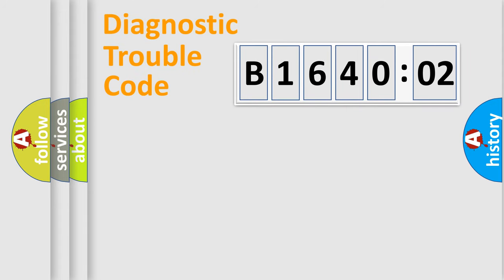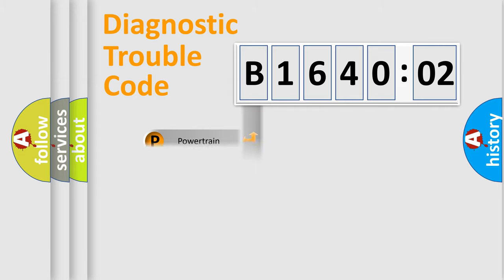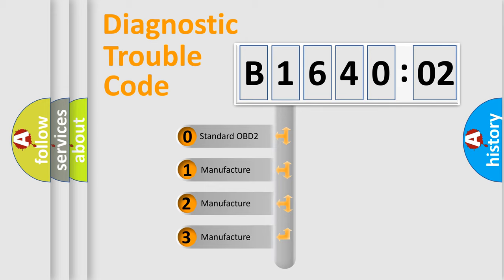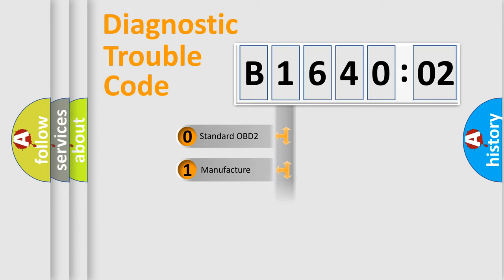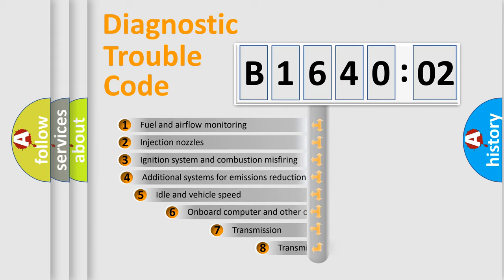Let's do this. First, let's look at the history of diagnostic fault code composition according to the OBD2 protocol, which is unified for all automakers since 2000. We divide the electric system of the automobile into four basic units: powertrain, body, chassis, network. This distribution is defined in the first character of the code. If the second character is zero, it is a standardized error. In the case of numbers 1, 2, 3, it is a more specific expression of the car-specific error.